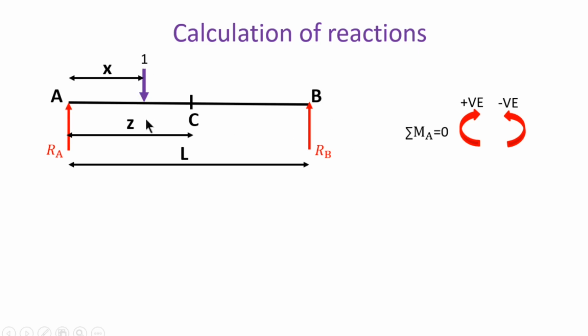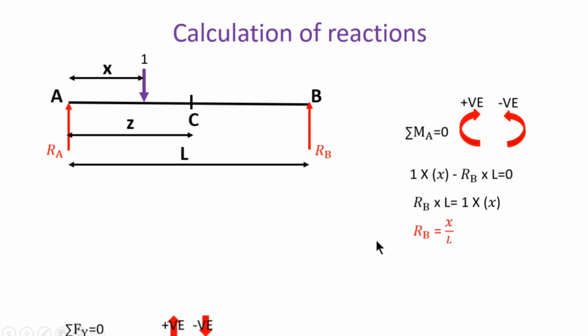So the equation is 1 into x is the clockwise and RB into L is the anti-clockwise. So 1 into x minus RB into L equals 0, so RB into L is equal to 1 into x. So we got here RB is equal to x by L.